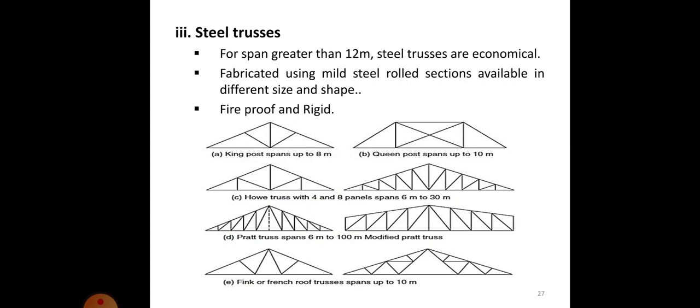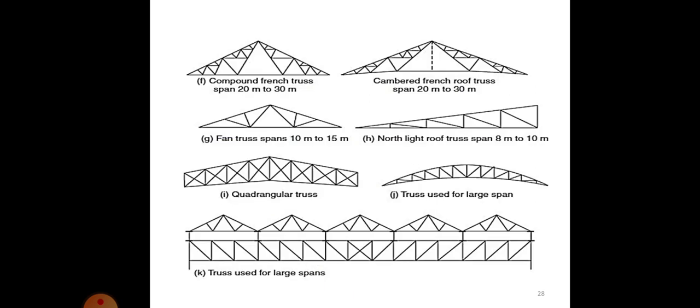Again, these are the steel trusses. Steel trusses are used for spans greater than 12 meters, and these are economical because you can fabricate the various trusses using mild steel sections which are available in different sizes and shapes. Here you can see different types of steel trusses. They are normally used for spans greater than 12 meters. Based on the shape, you can see there are different types of steel trusses.